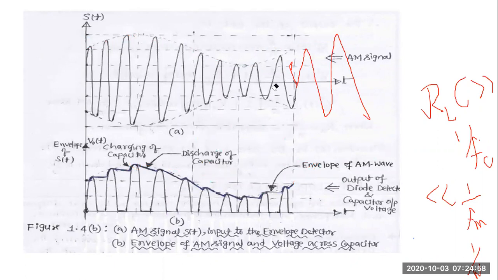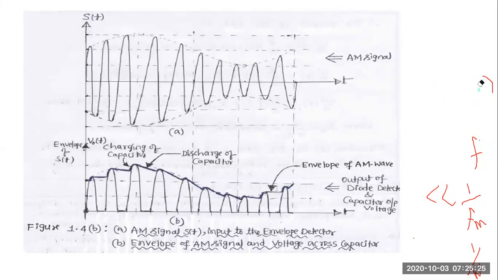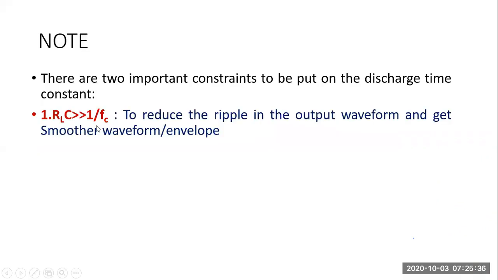And this process wherein I'll track only the subsequent peaks like this is called diagonal peak clipping. This happens if the second condition, that is RL × C less than 1 by Fm, is not satisfied. So this should be avoided, and we should ensure that both these conditions are satisfied.